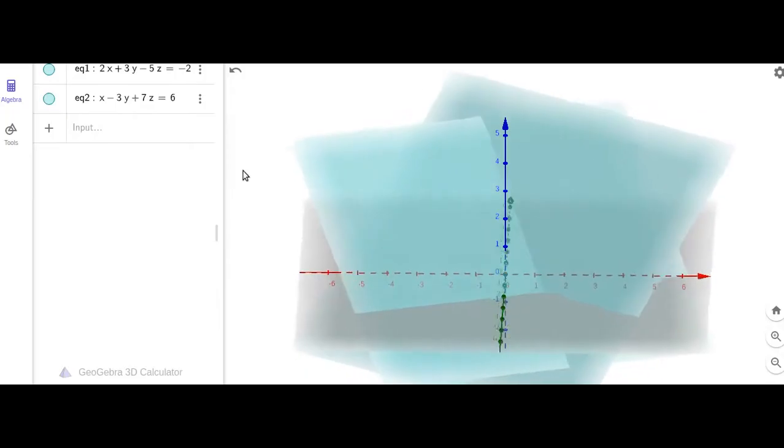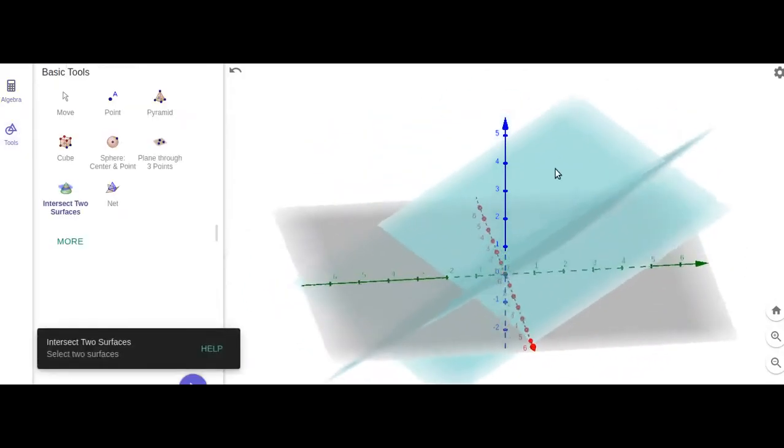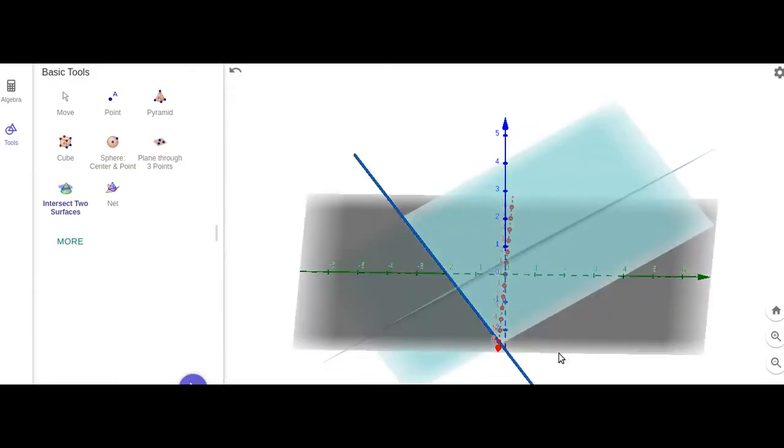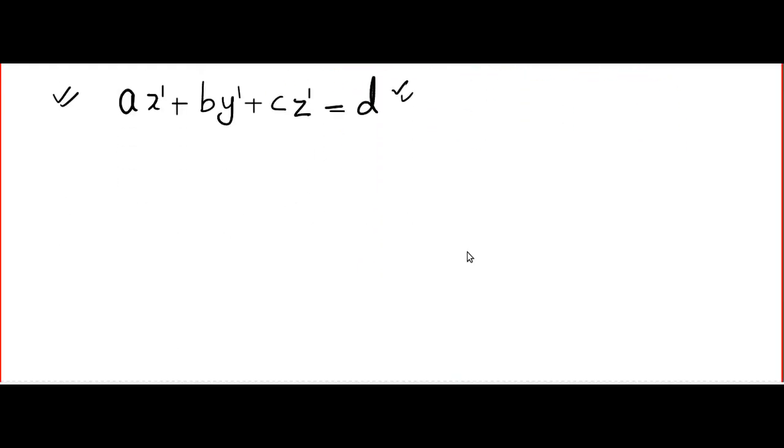By the way, I want you to understand one more thing, something very important, that is the intersection of two planes. Can you just tell me what might be the intersection of two planes? Always remember, the intersection of two planes will be a line. Okay. Now the next point.